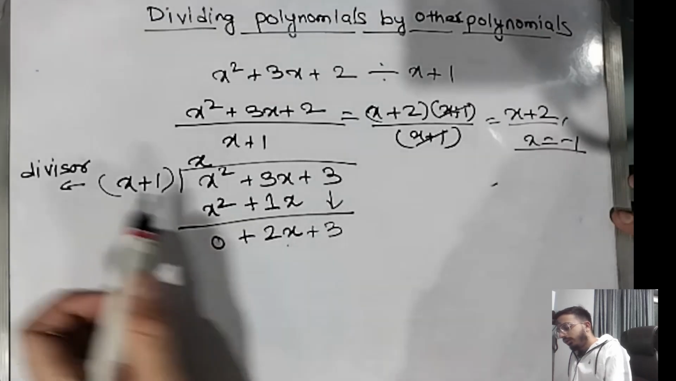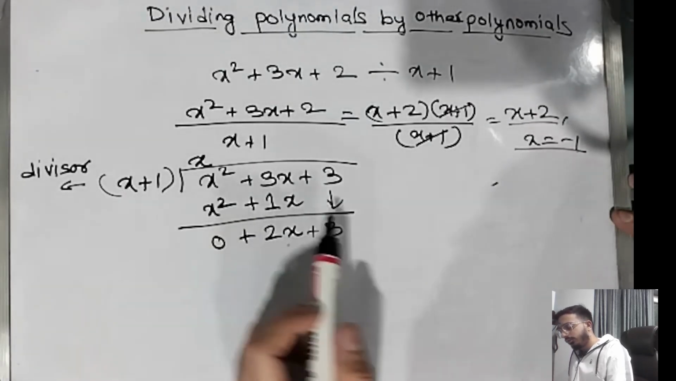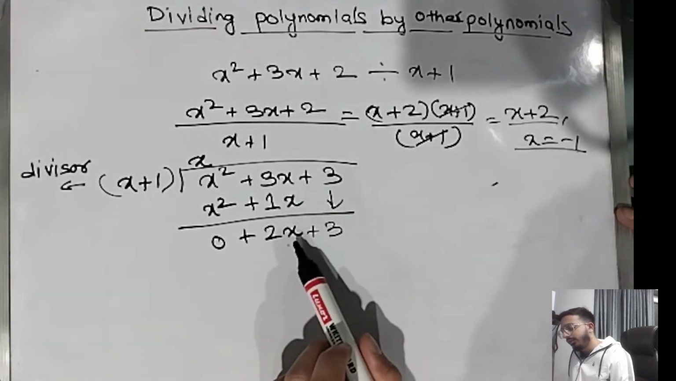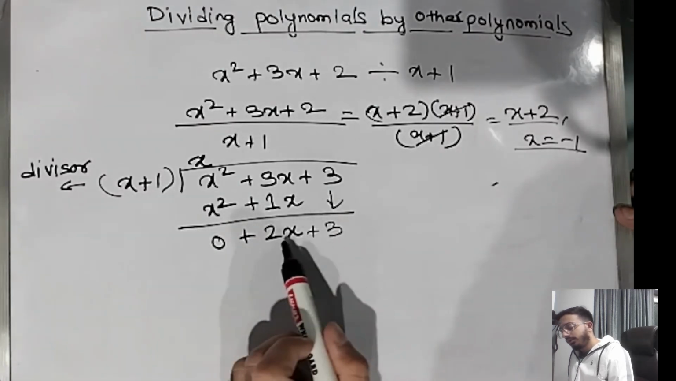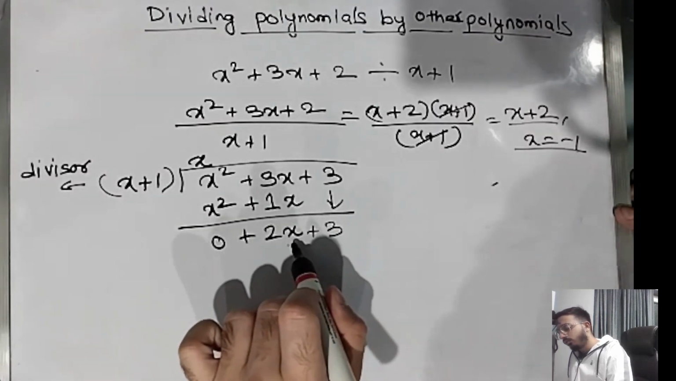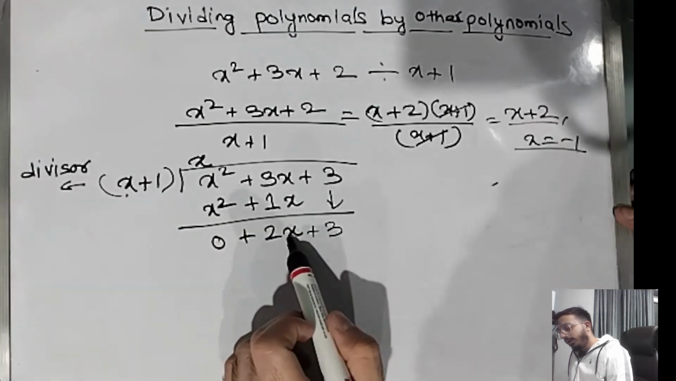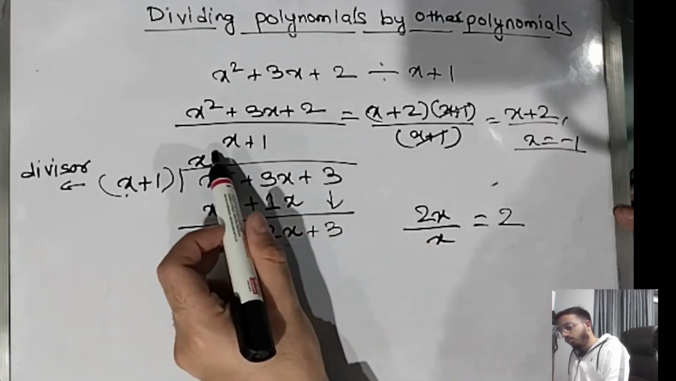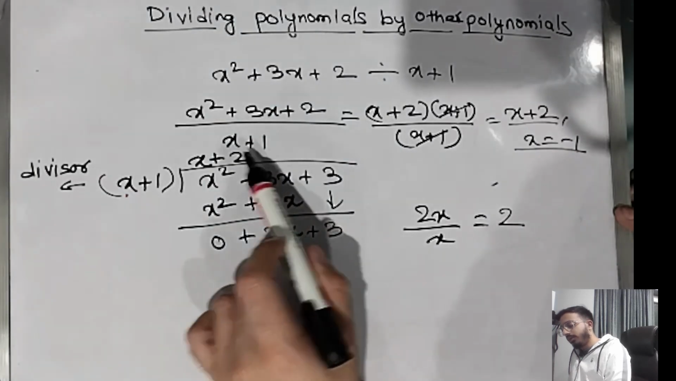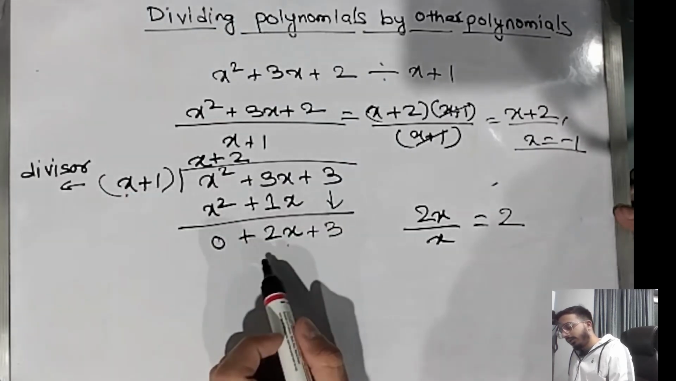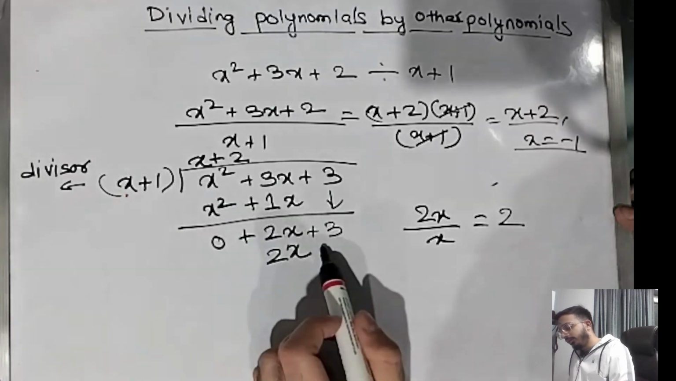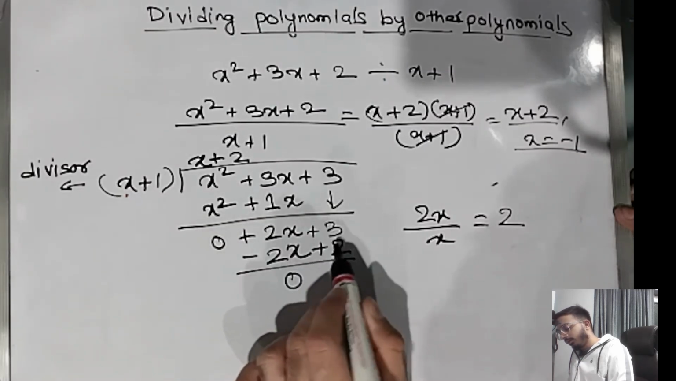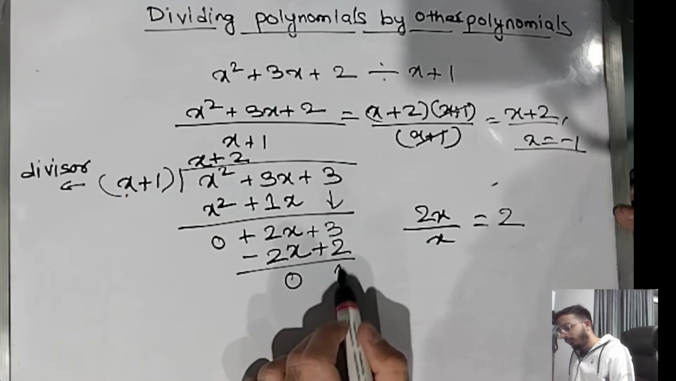Just that we need to find out the leading terms, the terms with the highest degrees in both the divisor and the dividend, and we first divide the leading terms. Now what is the leading term in the dividend and the divisor here? It is 2x here, and this is x. So dividing 2x by x, we get 2. So we put 2 over here, and we multiply 2 with the whole divisor again. 2 times x is 2x, and 2 times 1 is 2. We subtract again, we get 0 here. Subtracting 2 from 3, we get 1.